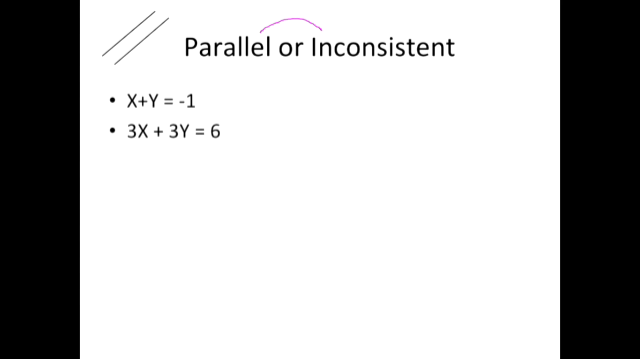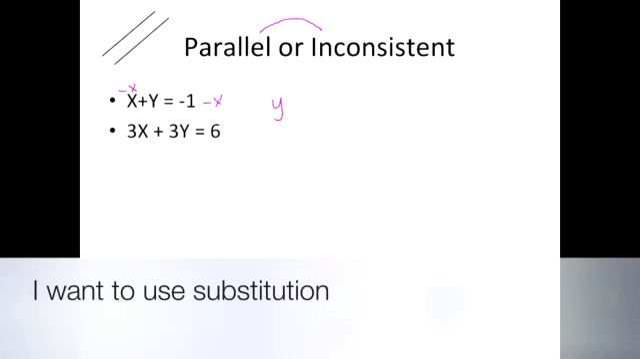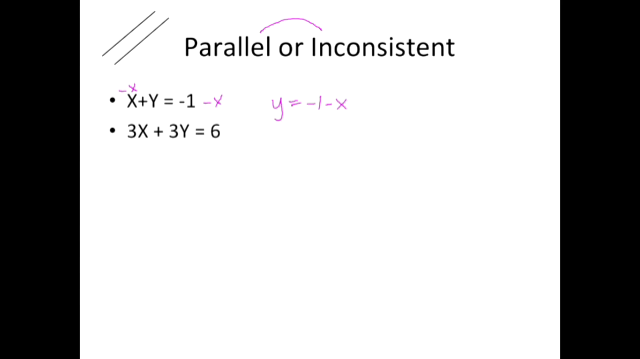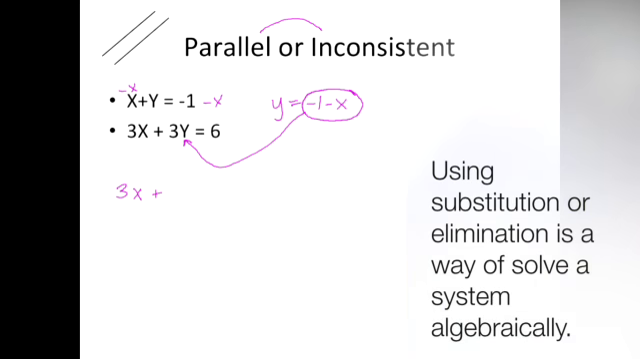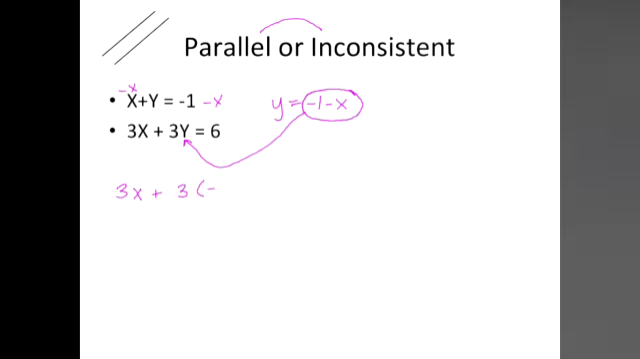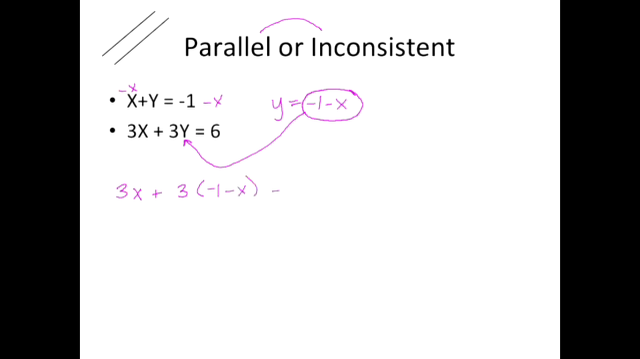So I think what I'm going to do is subtract x over here so that I've got y is equal to -1 minus x. And then I'm going to take this and plug it in right here. And we're going to solve this algebraically. Okay? We're going to solve this system of linear equations algebraically.